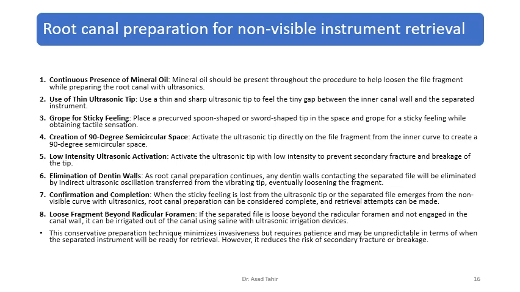Loose fragment beyond the radicular foramen. If the separated file is loose beyond the radicular foramen and not engaged in the canal wall, it can be irrigated out of the canal using saline with ultrasonic irrigation devices. This conservative preparation technique minimizes invasiveness, but requires patience and may be unpredictable in terms of when the separated instrument will be ready for retrieval. However, it reduces the risk of secondary fracture or breakage.